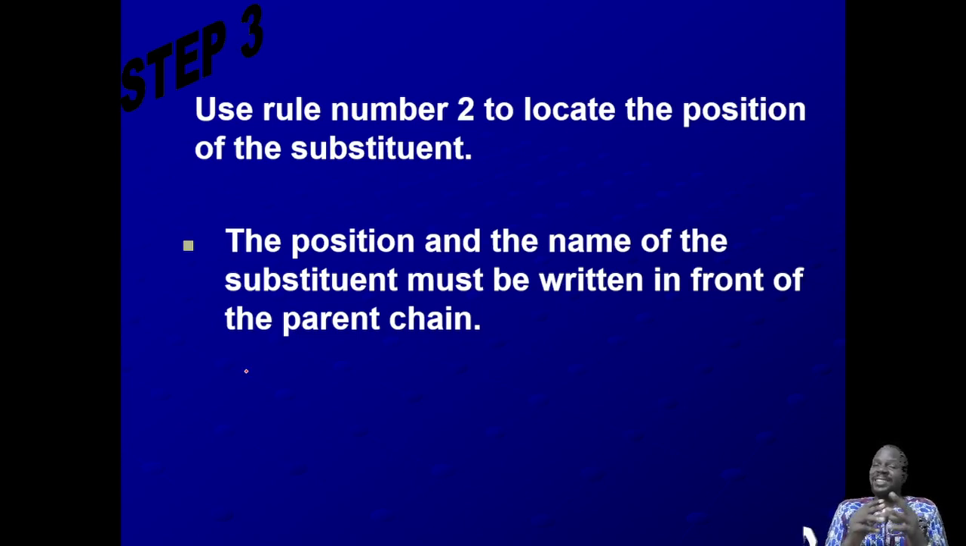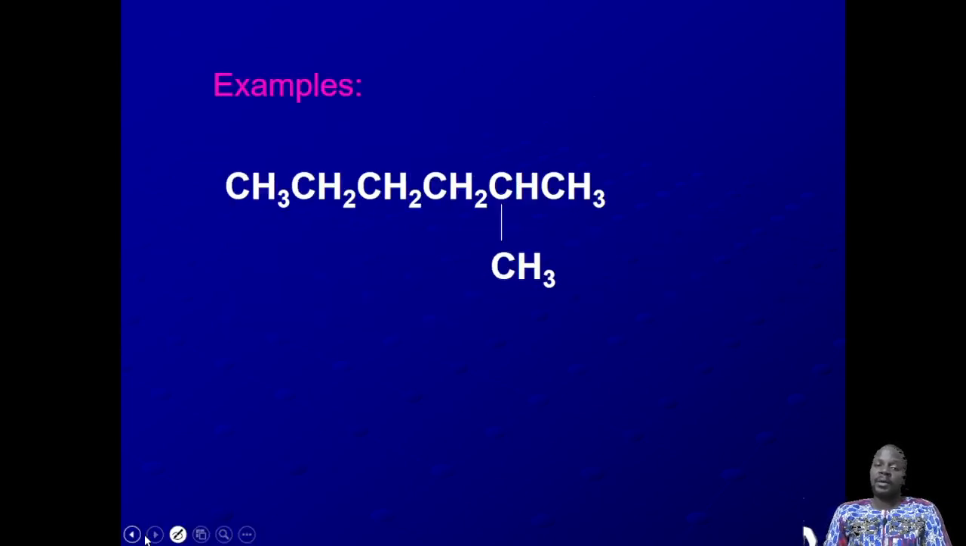Now, the position and the name of the substituent must be written in front. That means you write it before the parent's name. And there's also a methodology you follow in terms of the comma and the hyphen, which we are still going to talk about. Now, an example of this is this.